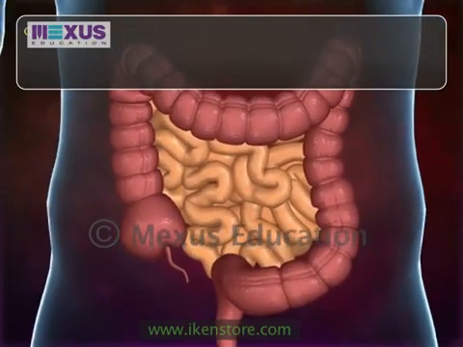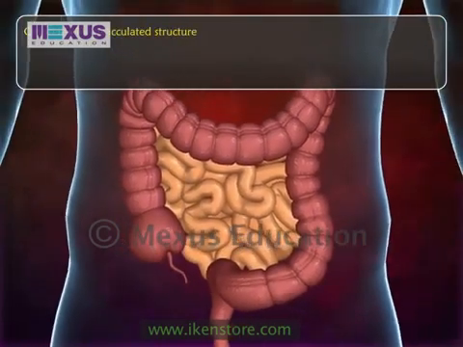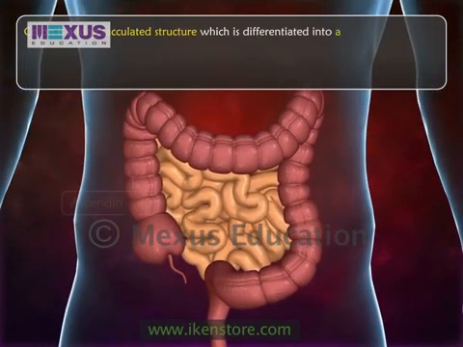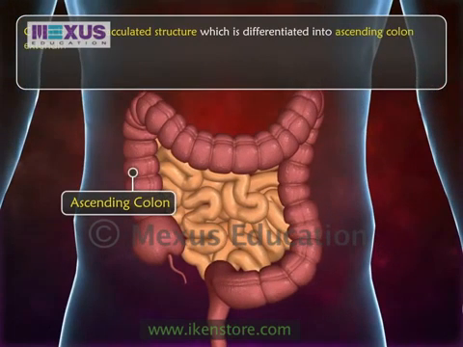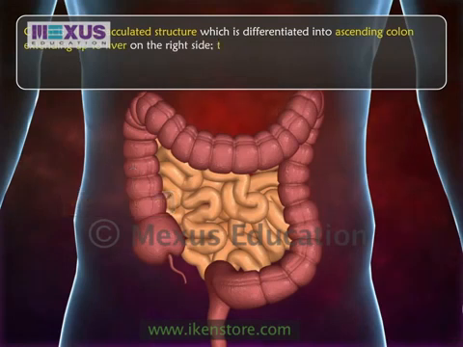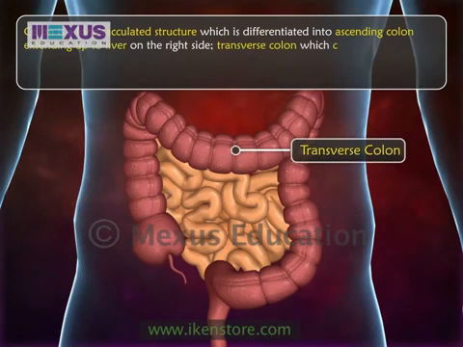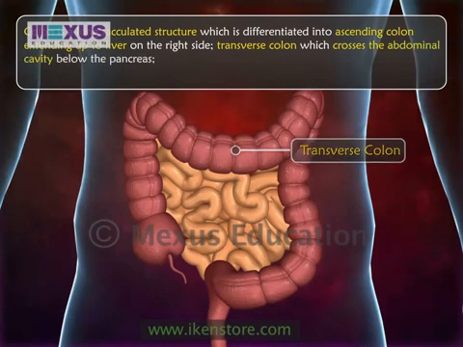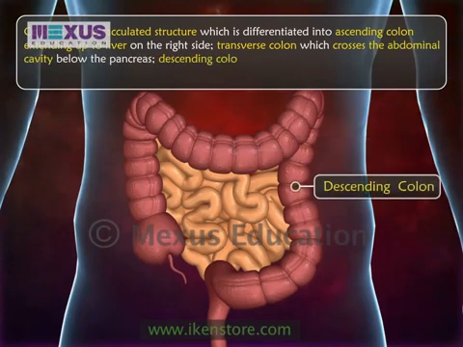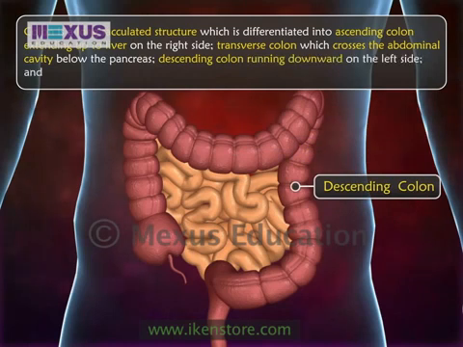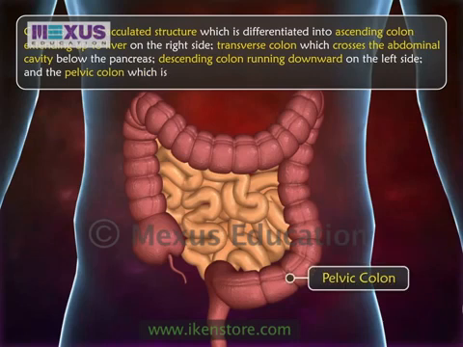The colon is a long sacculated structure which is differentiated into the ascending colon, extending up to the liver on the right side, the transverse colon which crosses the abdominal cavity below the pancreas, the descending colon running downward on the left side, and the pelvic colon which is S-shaped and continues into the rectum.